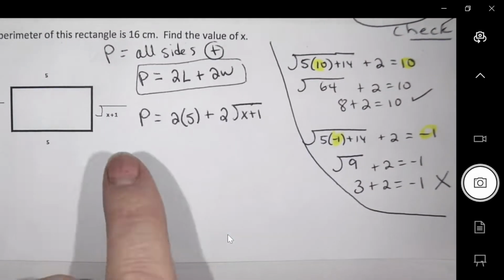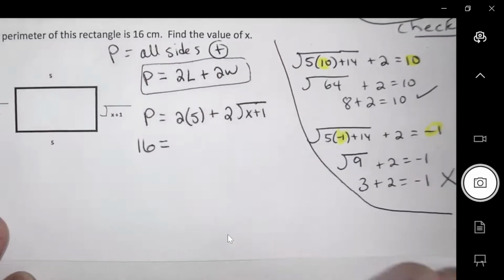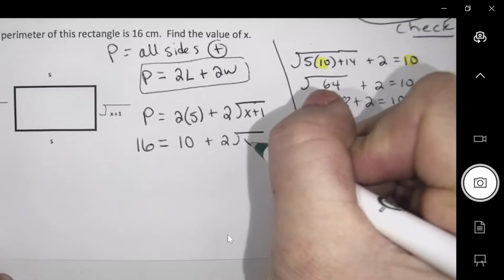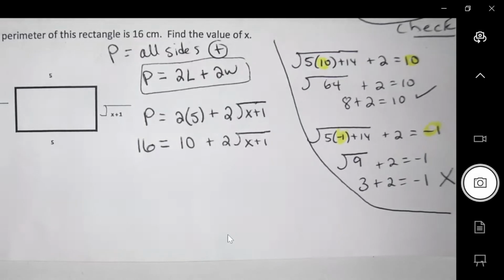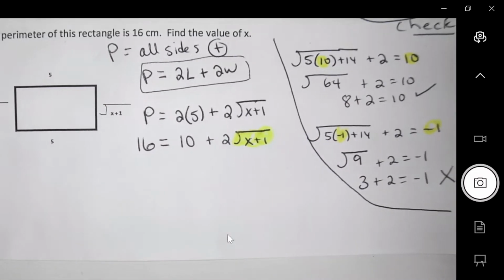All right, and I was also given this. The perimeter was 16. So 16 equals 10 plus 2 of those. Now that I know this, how do I solve? So remember what we kind of thought about last time? Let's first understand how we can get the radical alone. So give me some algebra moves that isolate this root.